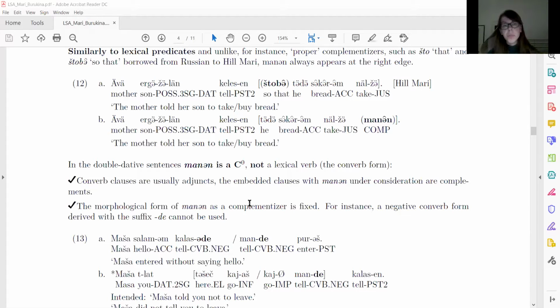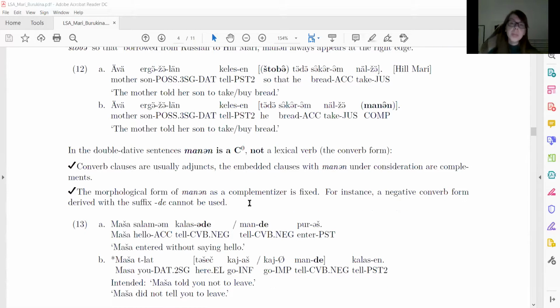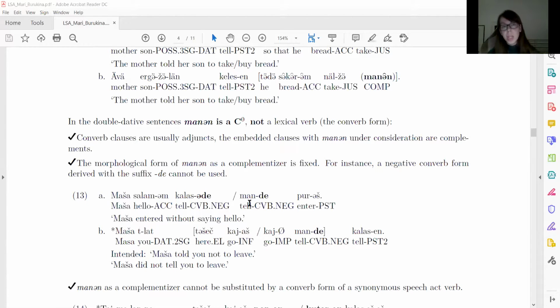Second, the morphological form of mannen in all these contexts is fixed. So for example, normally we can derive a negative converb from every other converbial form, but it cannot be done here in our situation. So if I try to say something like in 13b, let's say, "Masha, you to go out of here told," using this negative form mande, right? This sentence is ungrammatical. It cannot be done here.